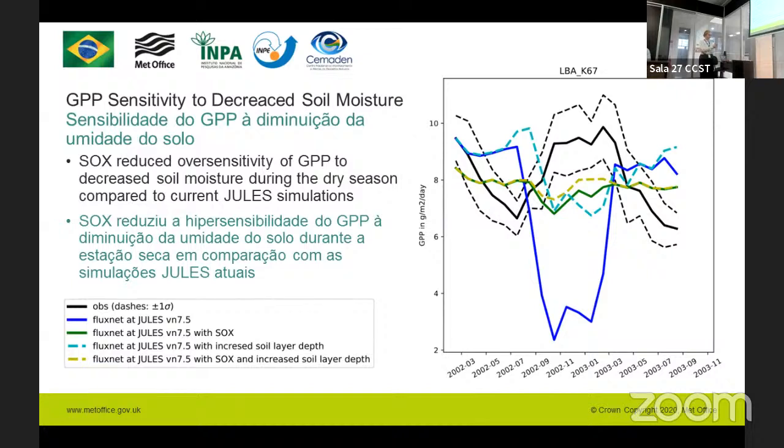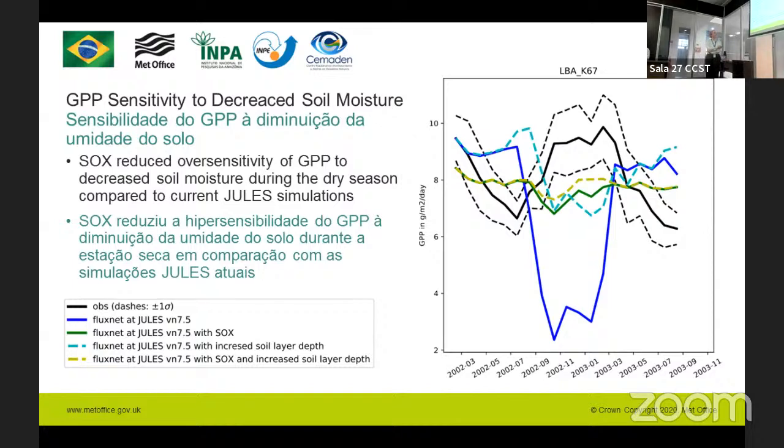Next one down. So here we have, the dark blue line is current JULES. The green line up here is SOX. The blue line here was a suggestion from one of my co-workers, which was just give the model more water and see if that solves it. And then I did one combining more water and SOX out of pure curiosity. And the black line is the observations.